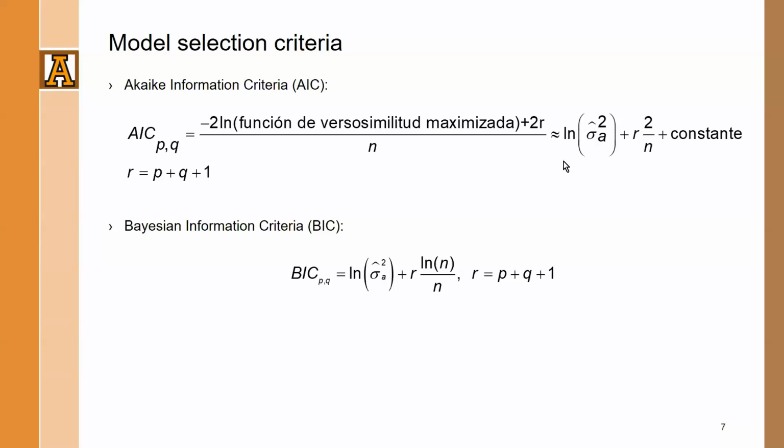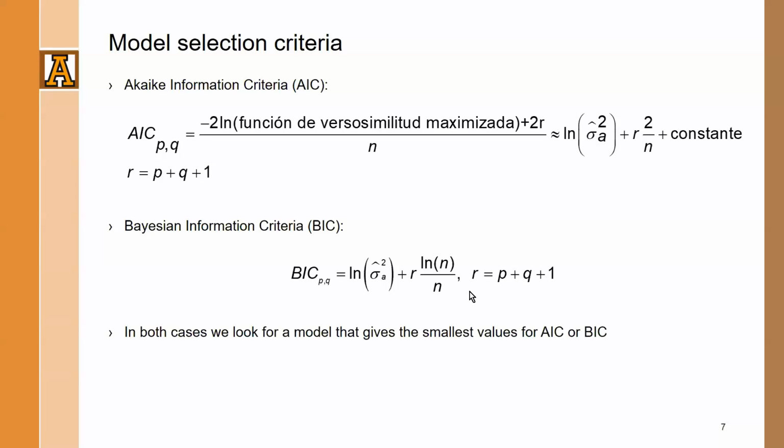If you see here, the Akaike information criteria is approximately equal to the log of the variance of the residuals, plus R times 2 divided by n, plus some constant. Whereas the Bayes information criteria takes the log of sigma, which is the same thing we have here, plus R, and now takes the log of n divided by n. R is exactly the same as in the other case.